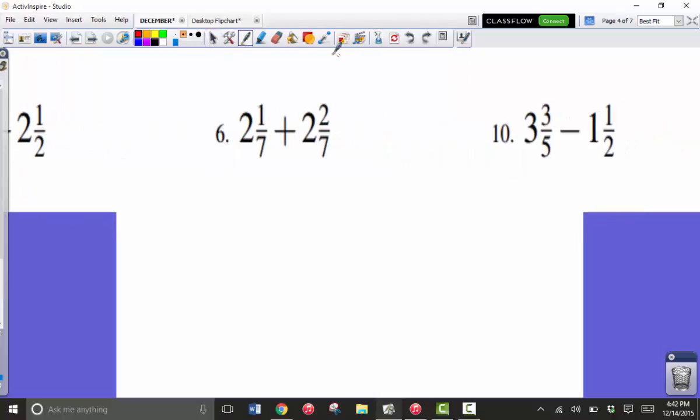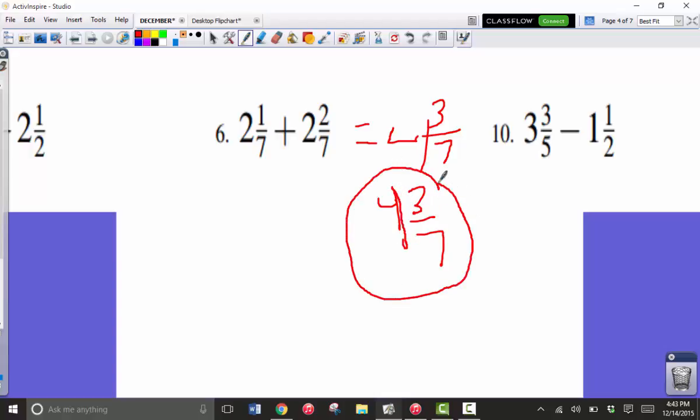Here we go. So remember, bottom numbers are the same. I do not have to change, so I'm going to keep the same bottom number. Add the tops, the numerators, add the whole numbers. Looks better like this. Now, your fraction is proper. It's not top heavy, and you still have a whole number. So you are complete. This answer, 4 3/7.